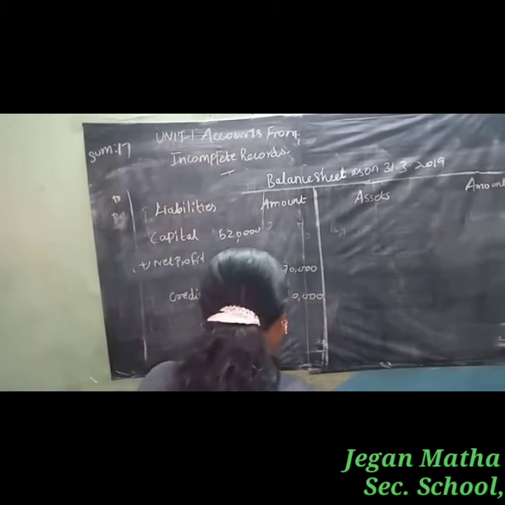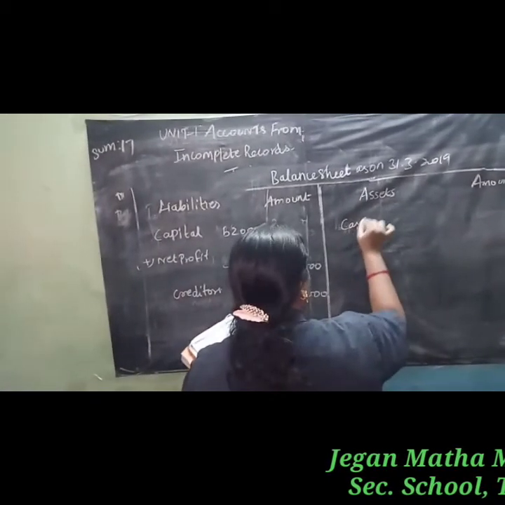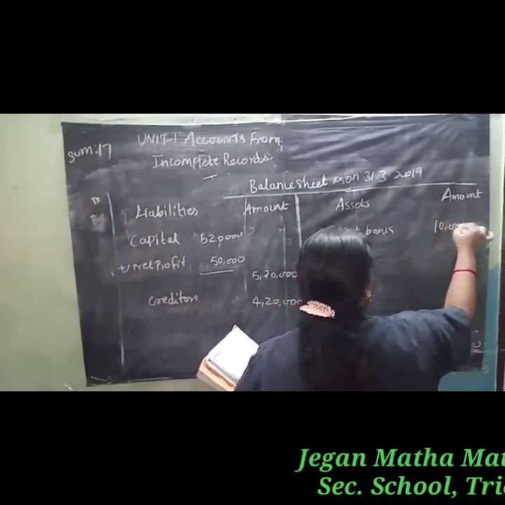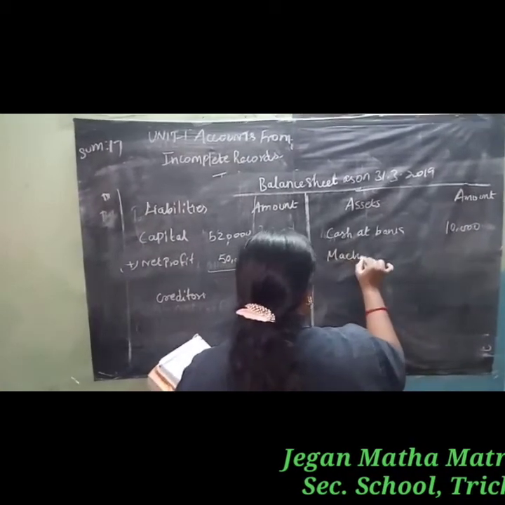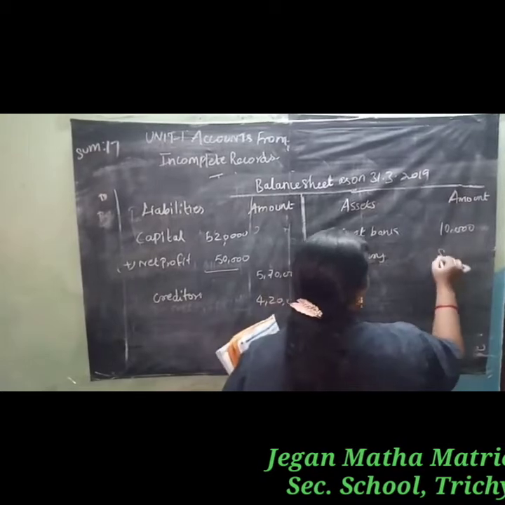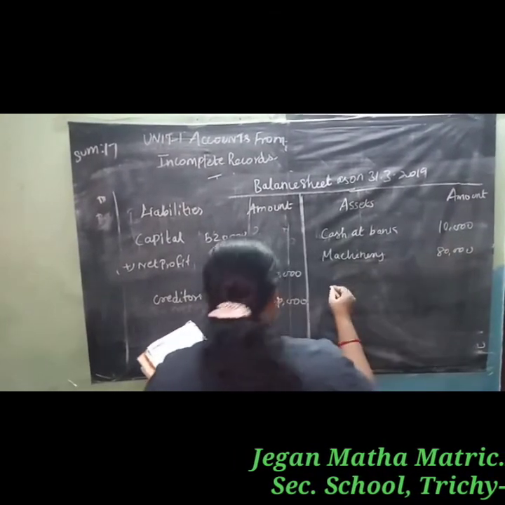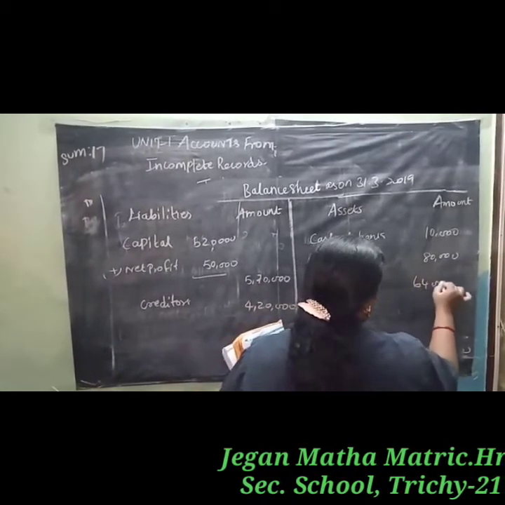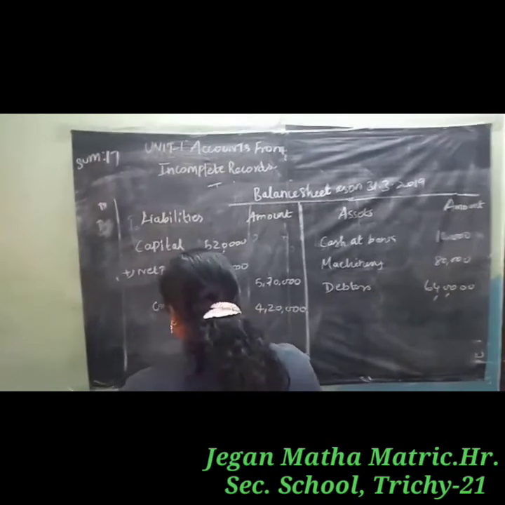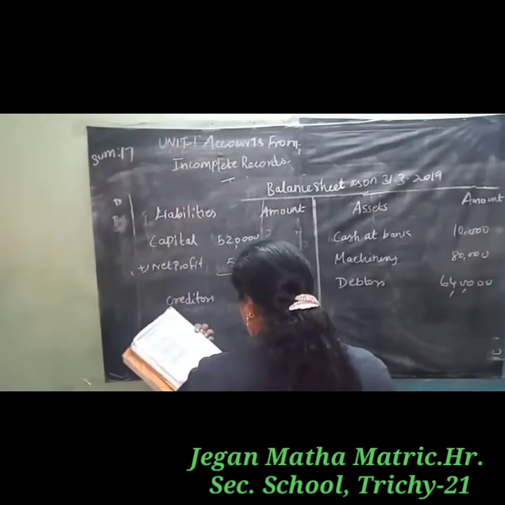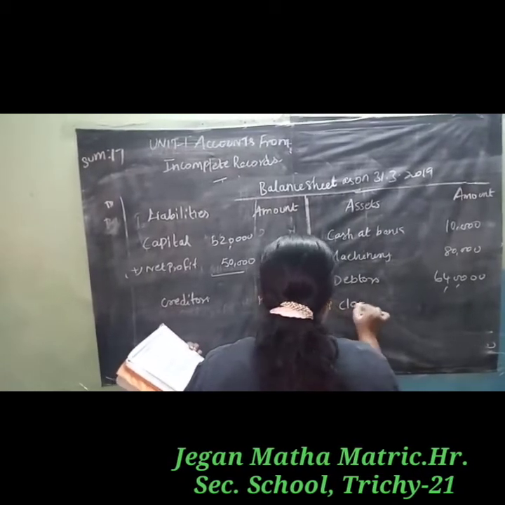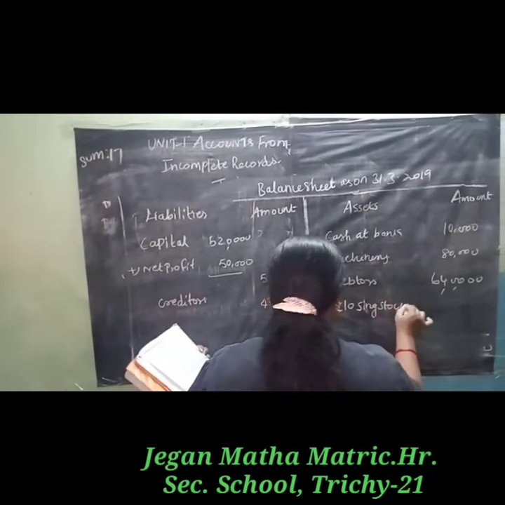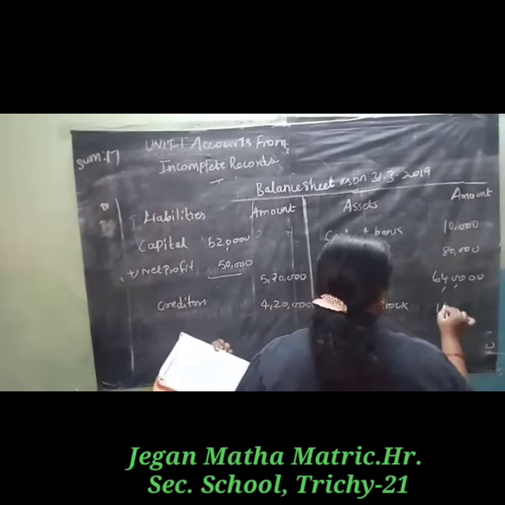Then we come to the asset side. First, cash at bank 10,000. Machinery 80,000. The next is debtors, closing debtors 6,40,000. Then closing stock 1,60,000.